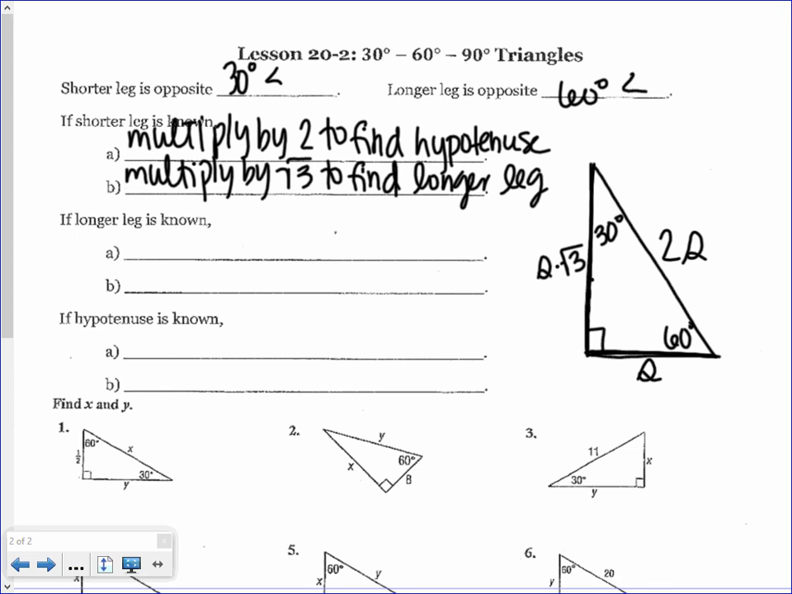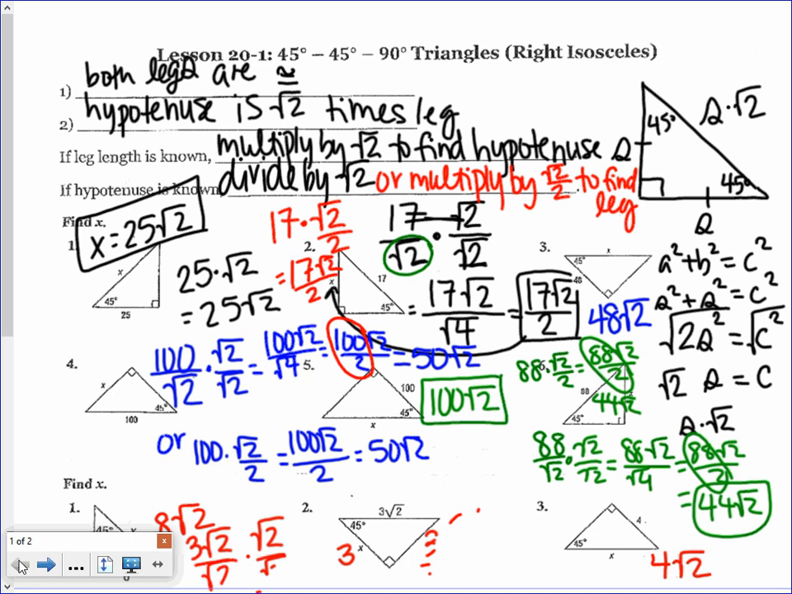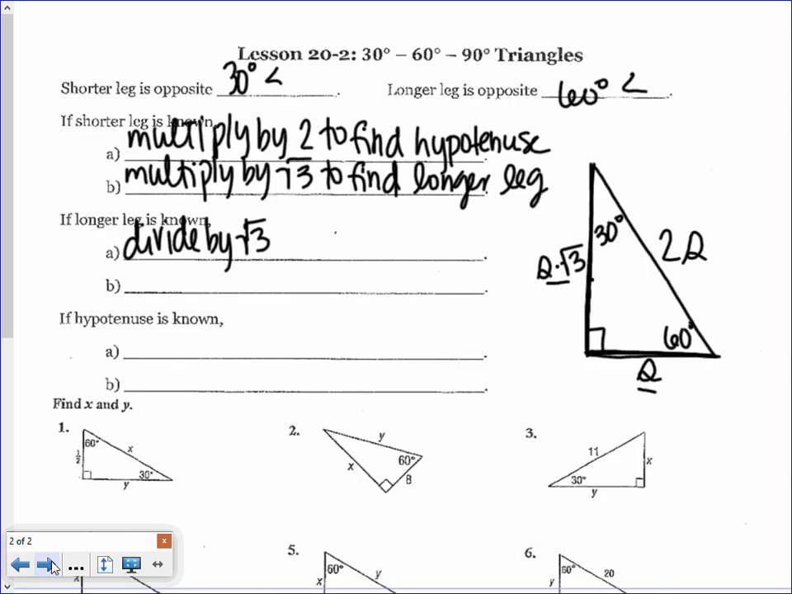Now, if you don't know the shorter leg, let's say you know the longer leg. To go from the longer leg to the shorter leg, we are going to divide by the square root of 3. The other option, if you go back to what we looked at in the previous lesson, we divided by square root of 2 or multiplied by square root of 2 over 2. So here, we can divide by square root of 3 or multiply by square root of 3 over 3. And that's to find the shorter leg.